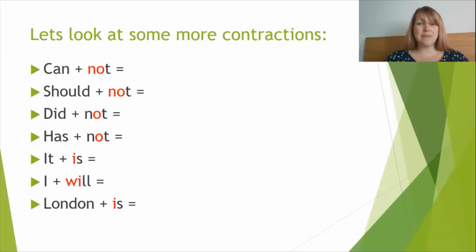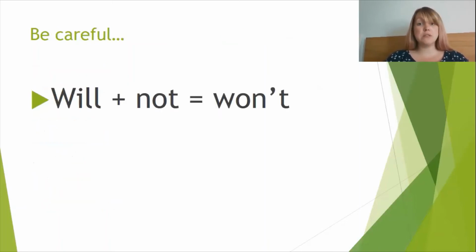How did you get on? We're going to have a look at those words in just a minute, but before then I just wanted to draw your attention to one particular contraction that you might want to use. Will and not does not make wilt. It actually makes won't. So if ever you see the contraction won't, that is the words will not contracted down together into one word.